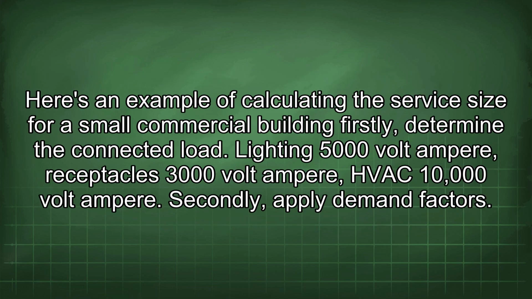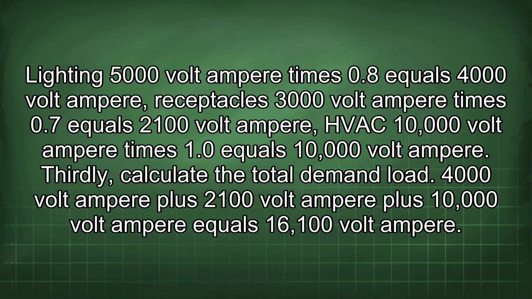Here's an example of calculating the service size for a small commercial building. Firstly, determine the connected load. Lighting 5000 volt ampere, receptacles 3000 volt ampere, HVAC 10,000 volt ampere. Secondly, apply demand factors. Lighting 5000 volt ampere times 0.8 equals 4000 volt ampere. Receptacles 3000 volt ampere times 0.7 equals 2100 volt ampere. HVAC 10,000 volt ampere times 1.0 equals 10,000 volt ampere.